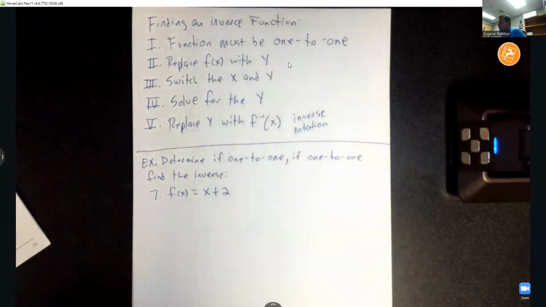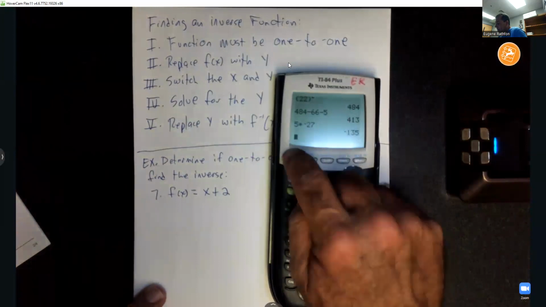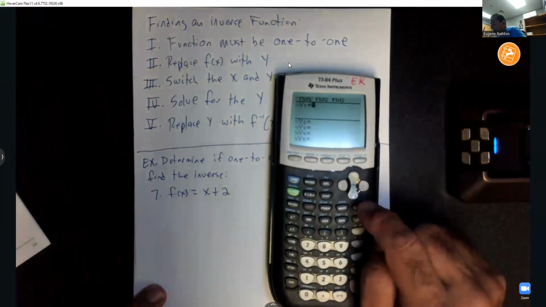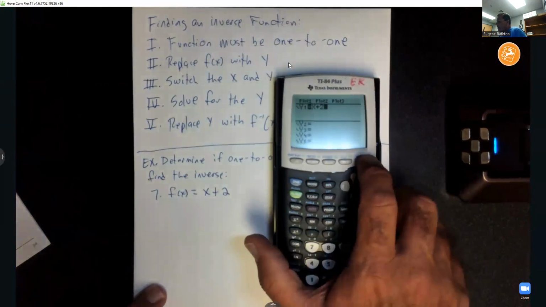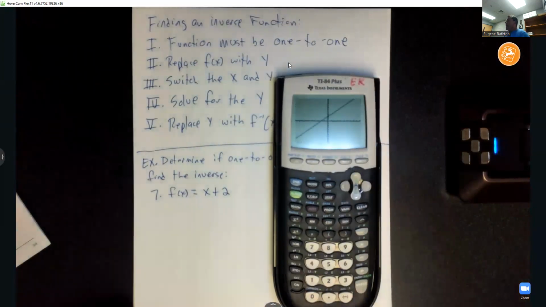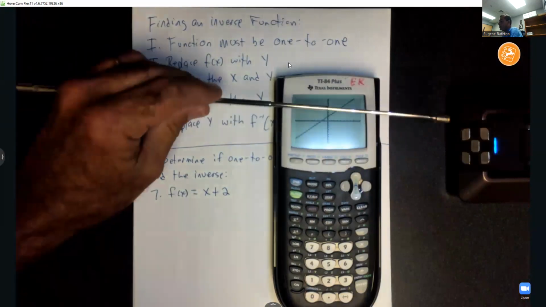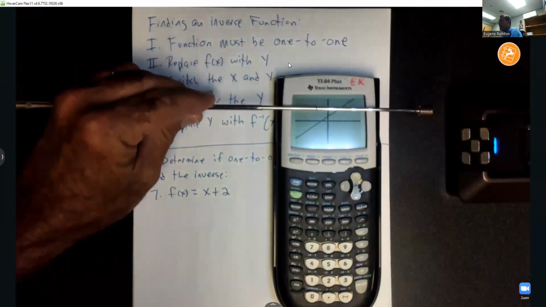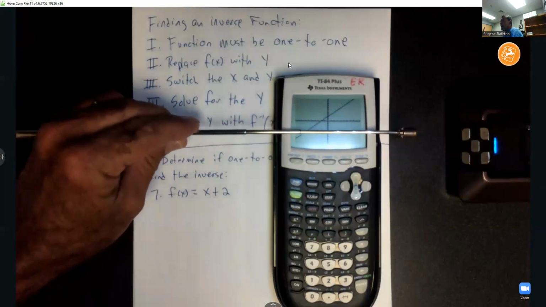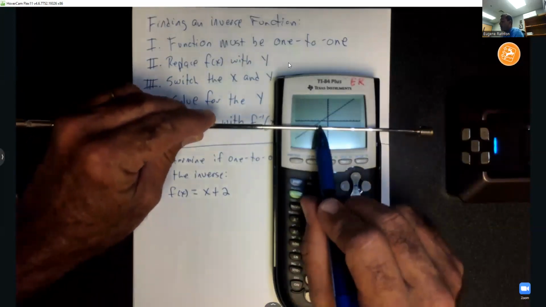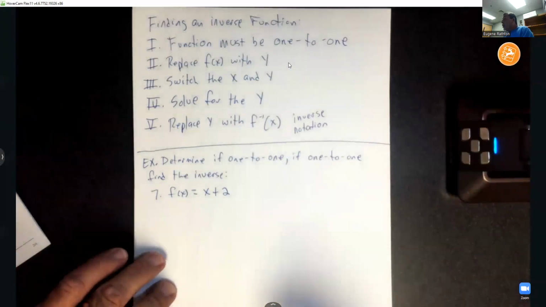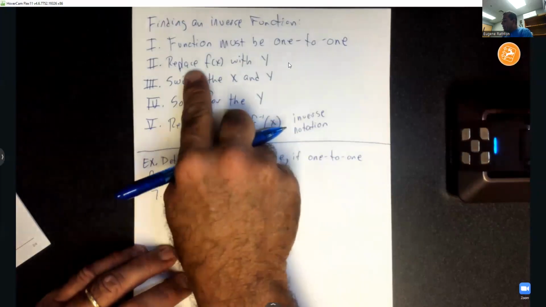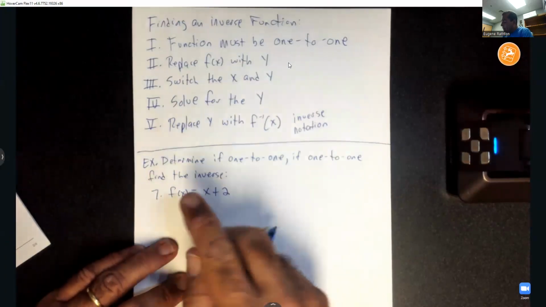So if you were to graph that, let's go to y equals, let me clear that out. And let me do x plus 2. If you were to graph that, you get a straight line. So notice, you run that horizontal line down that. That is definitely 1-to-1 because it's only intersecting at once everywhere, okay? So it is 1-to-1.